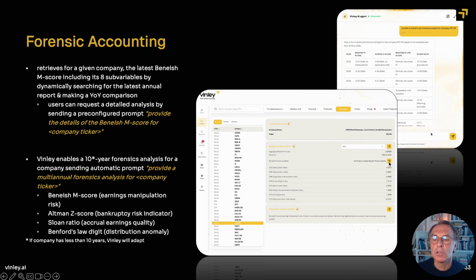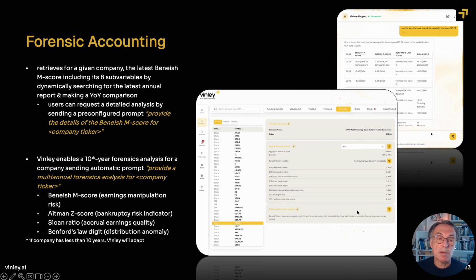If you don't know, just click here on the prompt and ask Vinley to analyze the Danish M score in detail. And it will send a prompt where you will have an explanation for the 8 sub-variables, which are okay, which are not okay. But this, of course, requires a little bit of accounting knowledge, because the Danish M score relies a lot on the 3 financial reports: balance sheet, income statement, and cash flow statement. Mostly balance sheet and income statement, if I recall that correctly.